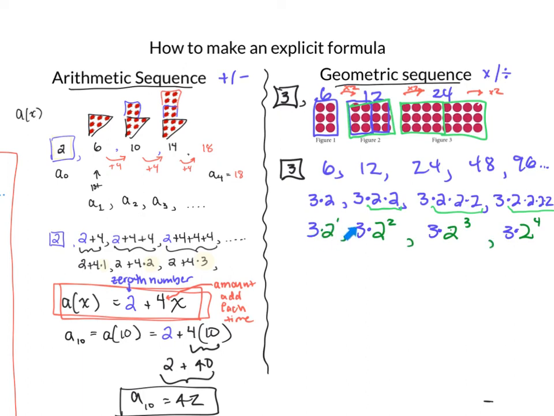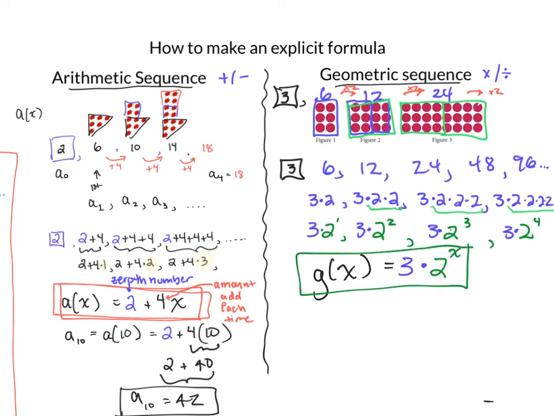And so the actual sequence we could write out is 3 times 2 to the 1, 3 times 2 to the 2nd, 3 times 2 to the 3rd, 3 times 2 to the 4th, and that's really just how the formula is going to work out. So it's going to show us, in this case, g of x would be 3 times 2 to the power of x, and that is our formula for a geometric sequence.